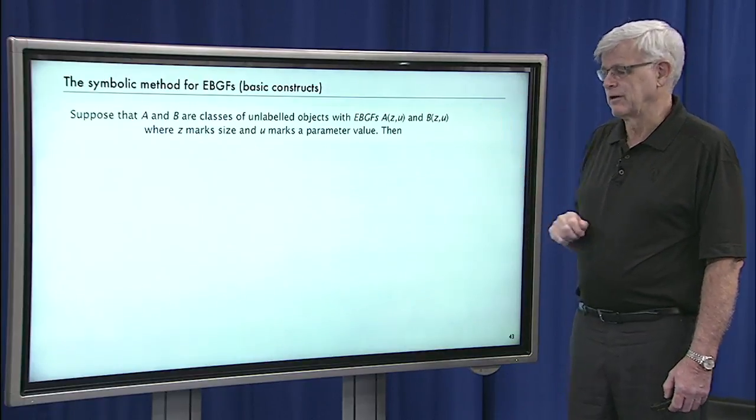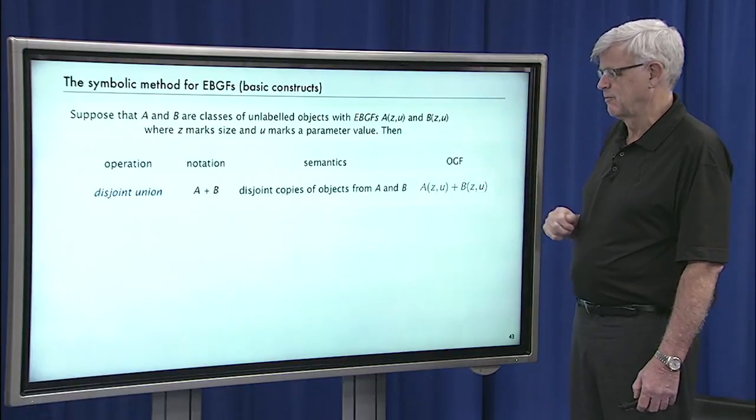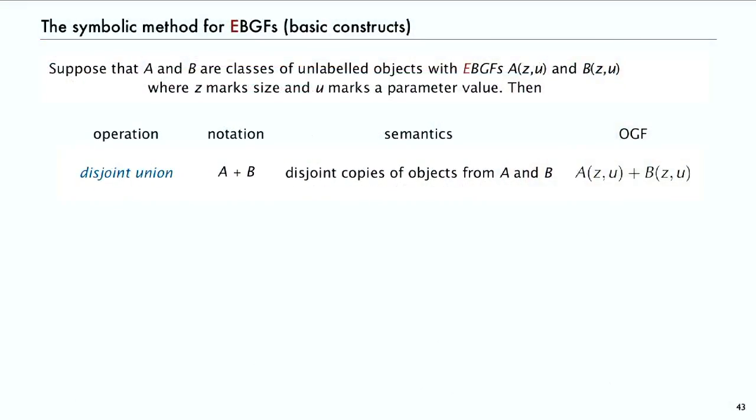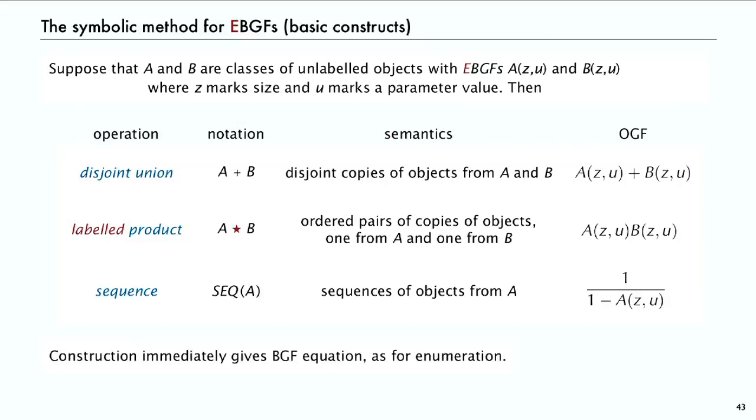So these are the transfer theorems, and I'll go through them very quickly because they're the same as before. Union is when we construct a class by taking disjoint copies of objects from two classes. The generating function that we get is the sum of the associated generating functions. Labeled product, when we take pairs of copies, one from A, one from B, and relabel them in all consistent ways as we have to for labeled classes, then we get the product. Sequence extends the product operation, and the generating function is 1 over 1 minus, always as before.